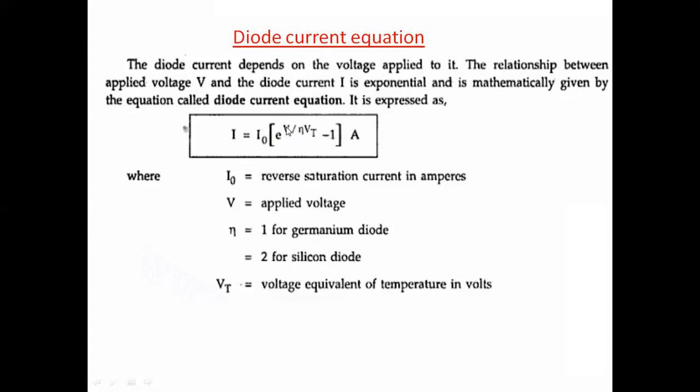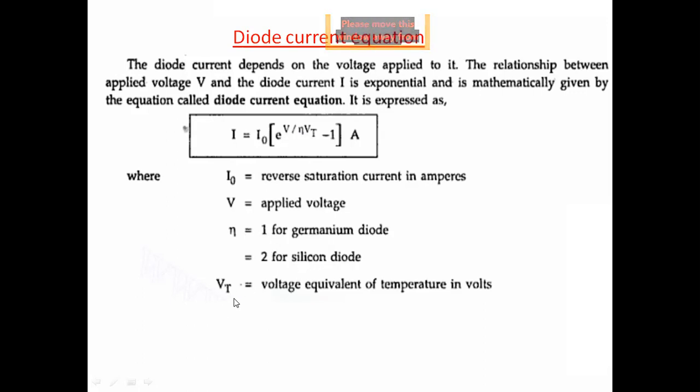Here V is the applied voltage. If we are applying forward bias, this value is positive. When we apply the reverse bias condition, the voltage is negative. In forward bias, the exponent is plus V by eta Vt. In reverse bias, the applied voltage V is negative, so it becomes e power of minus V by eta Vt. Eta is 1 for a germanium diode and eta is 2 for a silicon diode.